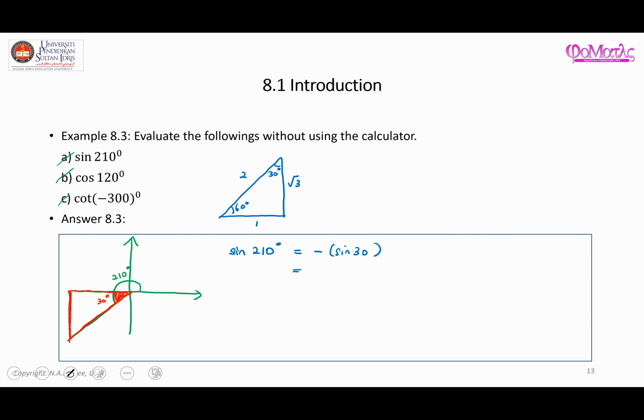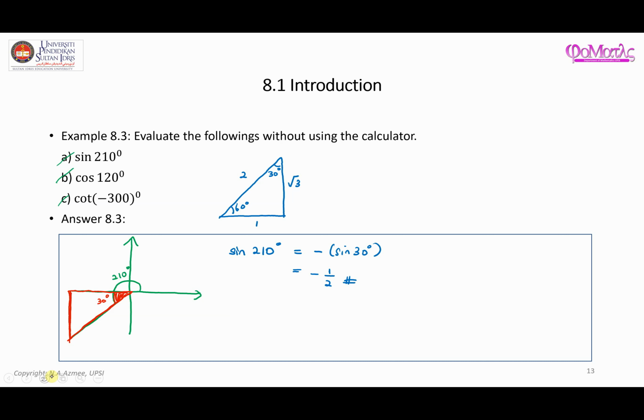And based on that, sine 30 degrees, you can refer to this special angle diagram that I have over here. So sine 30 degrees will be 1 over 2. So negative 1 over 2 is the answer.